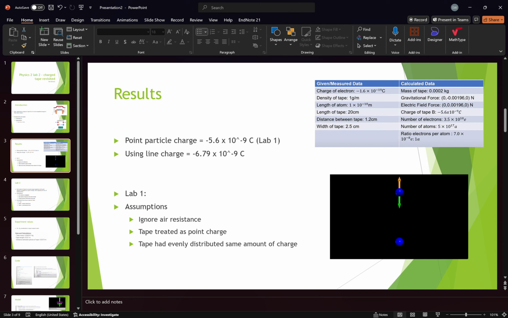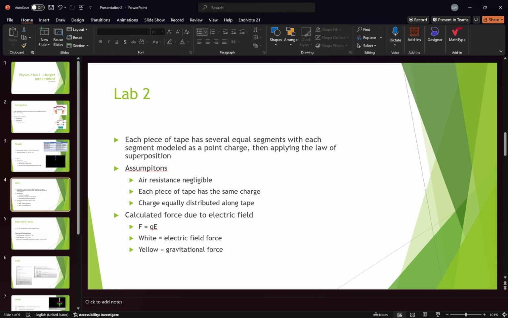In the bottom right I also included the model from lab 1, and you can see the point charge has an electric field, and that field acts on the tape. The ball with the two arrows has the gravitational field, which is going down, and the opposing net electric field. For lab 2, each piece of tape has several equal segments, with each segment modeled as a point charge and applying the law of superposition.